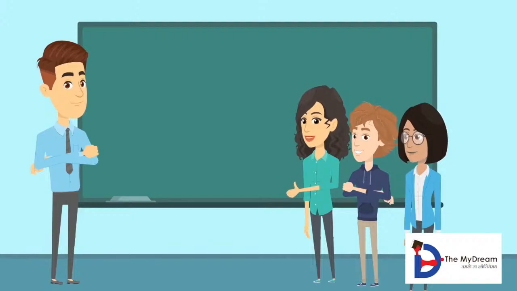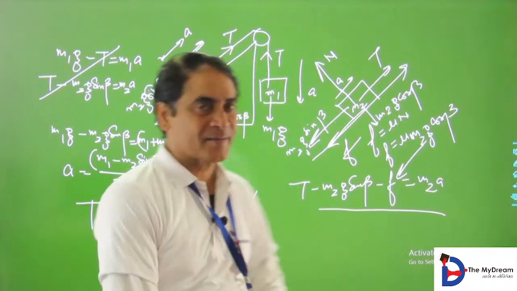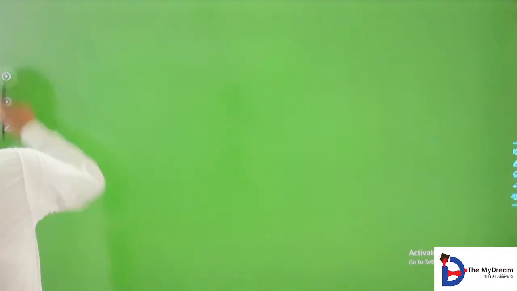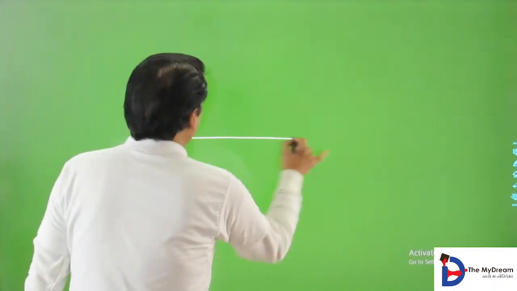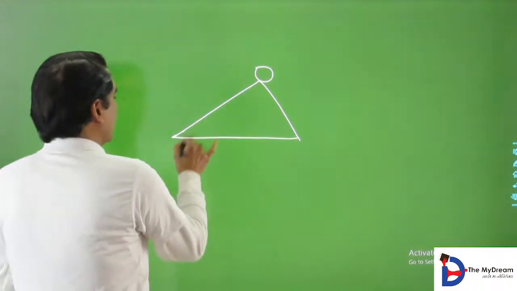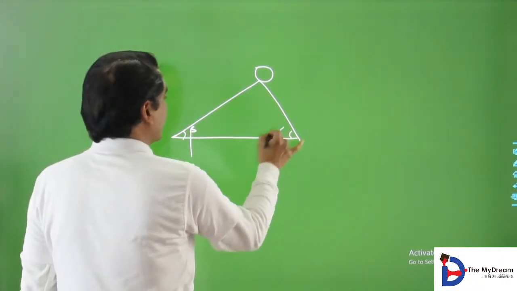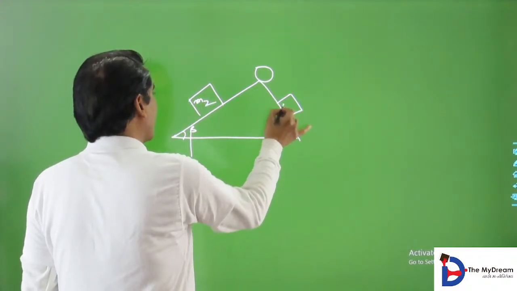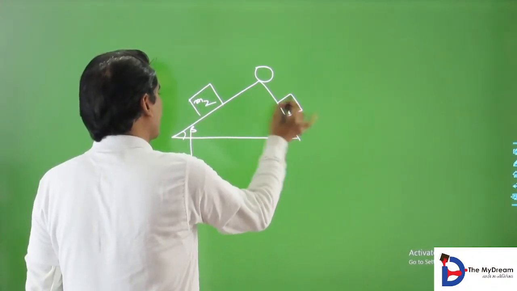Now we are talking about the next inclined plane. Let's see this one. This one is angle beta, this is alpha. There is a presence of the two blocks, one of them having the mass m1 and the other m2.